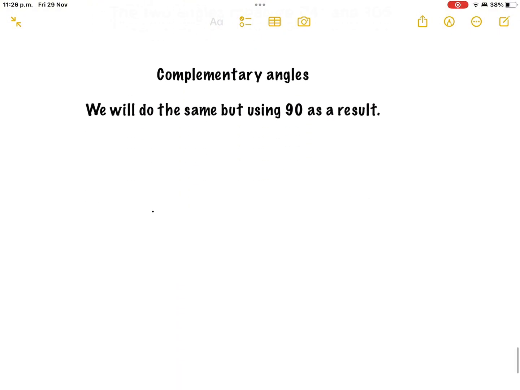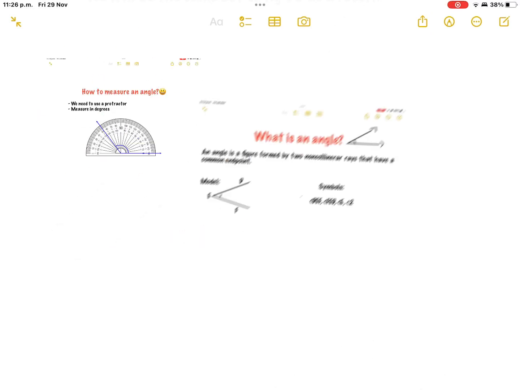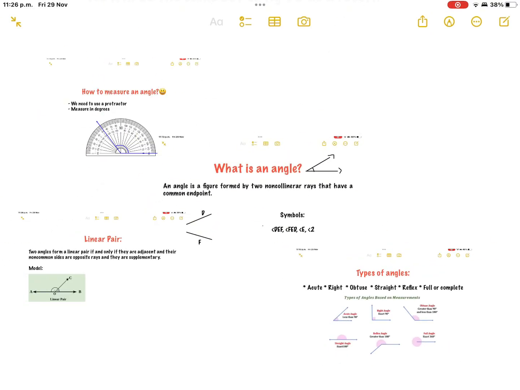Now knowing all this, we can assume that you know how to do the angles, how to measure them, and how to know them well.